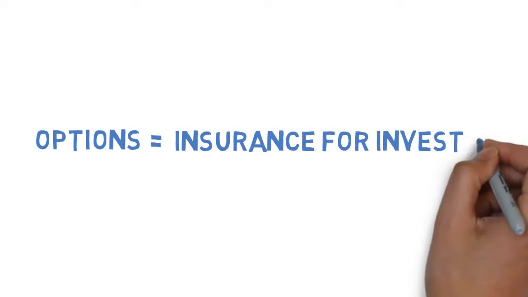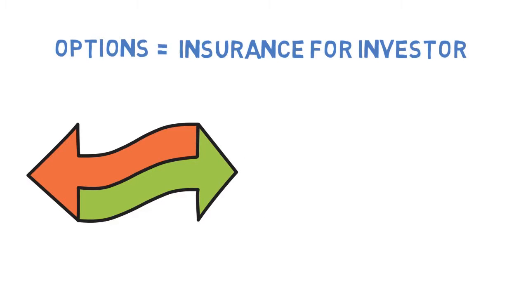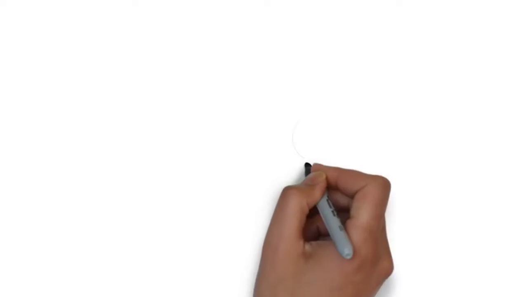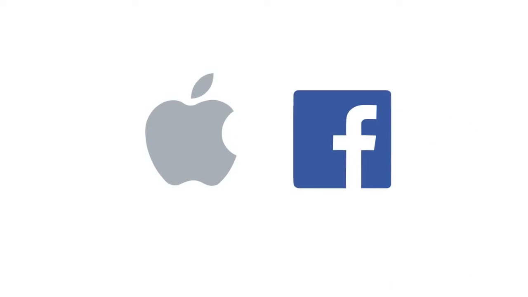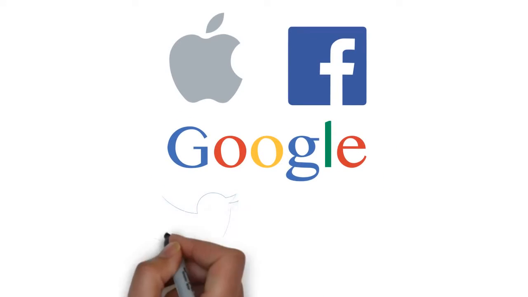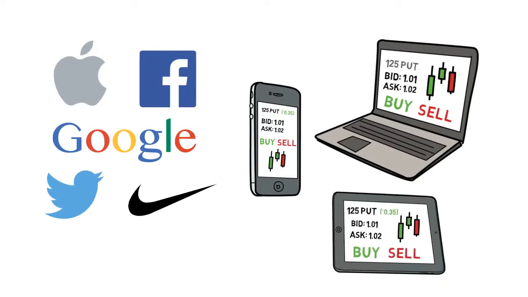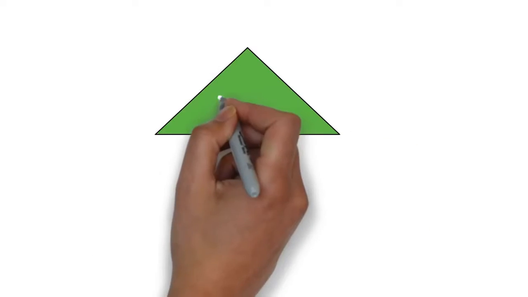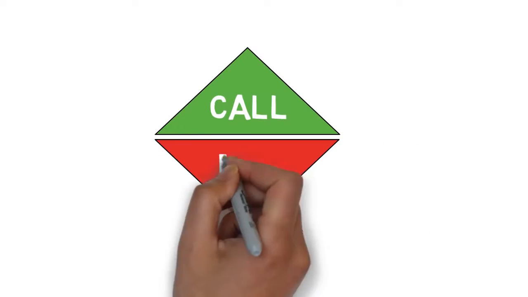Now that you understand why options exist, I'm going to show you ways you can trade options to make a profit. Most of your favorite companies that you use every day have stock options, and you can trade them right from your computer, cell phone, or tablet. There are two types of options. There are calls and puts.